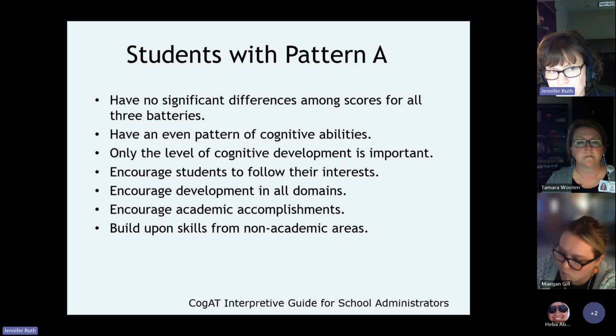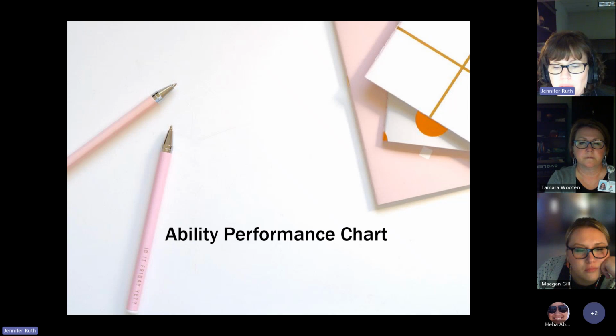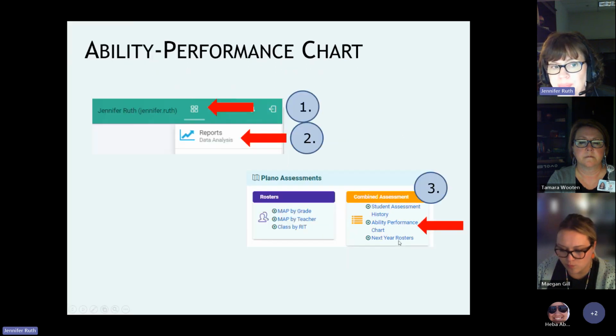Now, as I said, one of the things we look at with CogAT is that difference between ability and achievement. And so one of the reports that we look at to see a difference is the ability performance chart in Edugence. So in Edugence, right under where it has student assessment history, we see ability performance chart. So that's the report we're going to go to next.